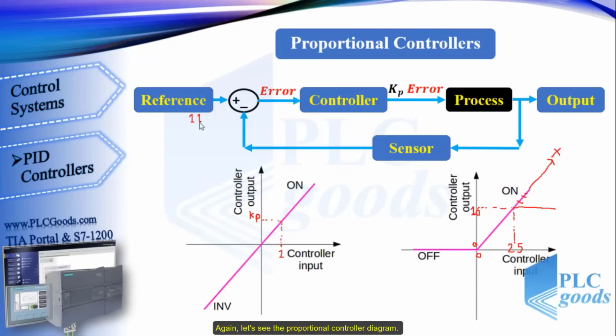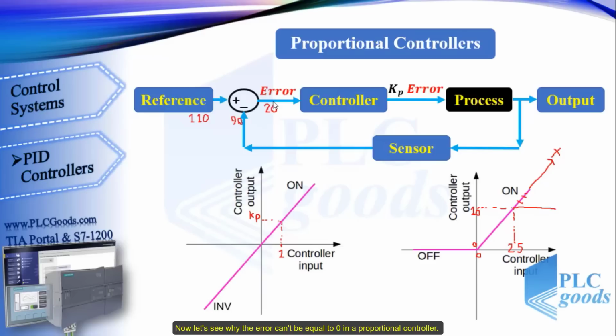Again, let's see the proportional controller diagram. In the previous simulation, the reference value was 110 centimeters. In the steady state, the liquid level stays at 90 centimeters. So when the system reaches its steady state, the error was equal to 20 centimeters. Based on this error, the controller sends a voltage to the inlet valve to open it. Finally, the liquid level remained constant at 90 centimeters, despite the output valve being open.